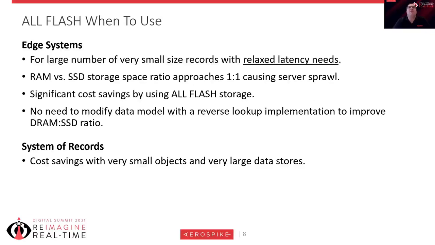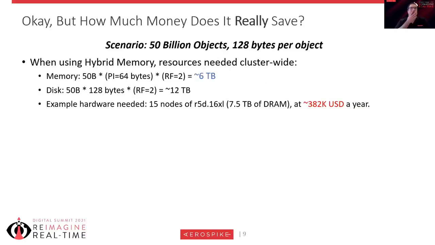But it is something that might be useful for edge systems. In terms of system of records, where we keep many billions of records, this cost saving can be very significant because of the reduction of the needs for memory. So, okay, how much money does it really save us?